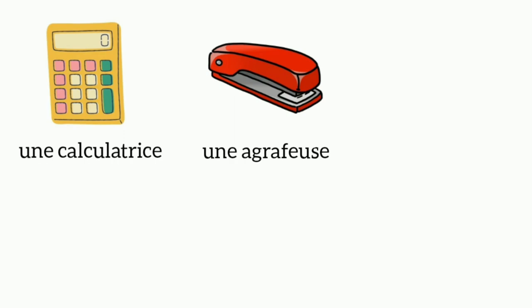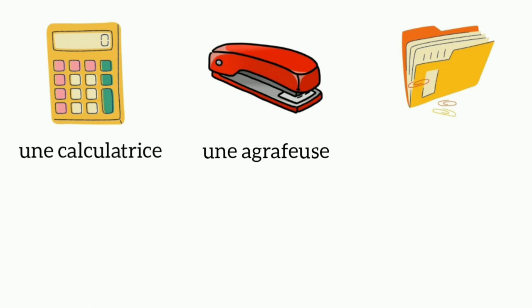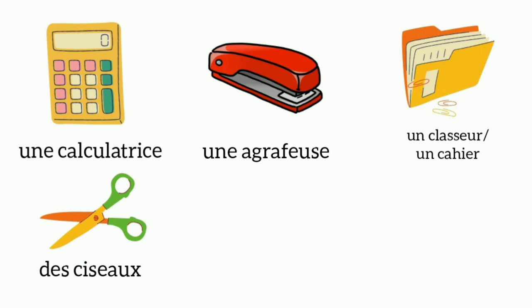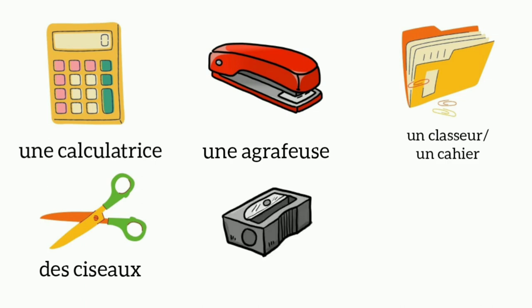Une agrafeuse. Then next comes your files. Okay, files where, you know, we have those compartments where we can segregate it, you know, based on the subject or based on the domains that you're working, different domains that you're working for. So it is called un classeur. Un classeur. Because it helps to classify different subjects. Then scissors in French is called des ciseaux. Des ciseaux. Okay, sharpener in French is called un taille-crayon. Un taille-crayon. So taille basically means to shape and crayon is a pencil. So an object which helps to shape the pencil is called un taille-crayon.